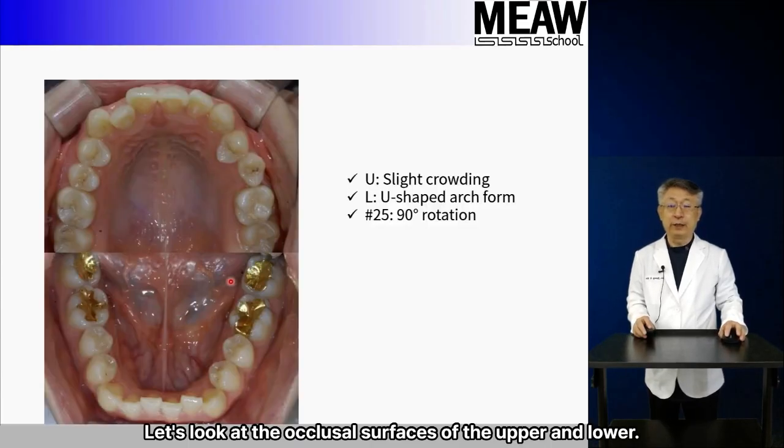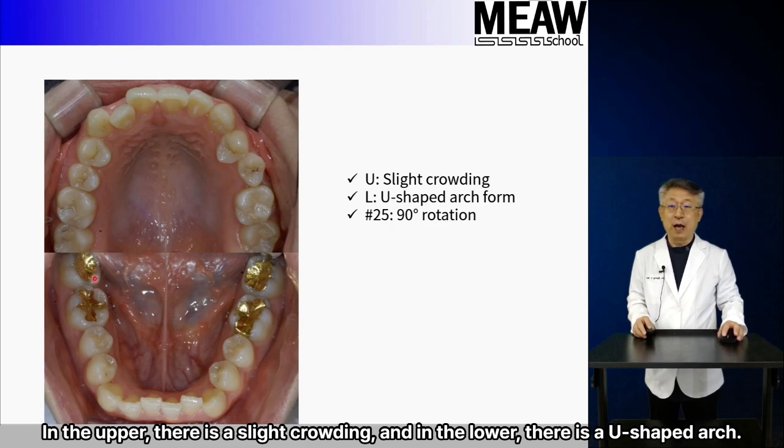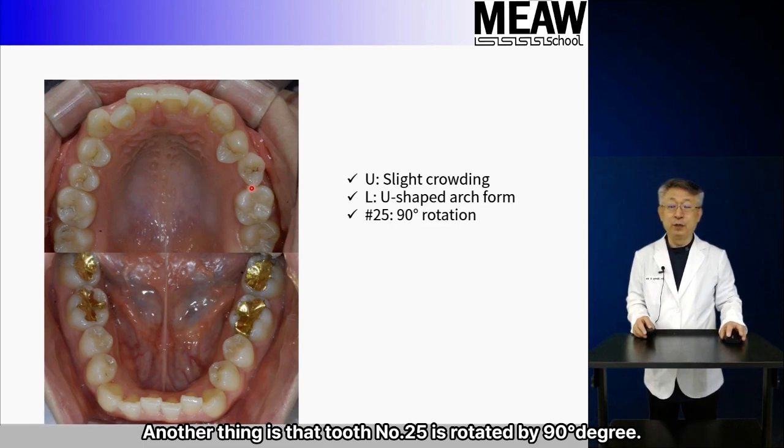Let's look at the occlusal surfaces of the upper and lower. In the upper, there is a slight crowding, and in the lower, there is a U-shaped arch. Another thing is that tooth number 25 is rotated by 90 degrees.